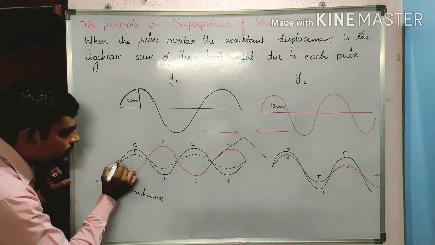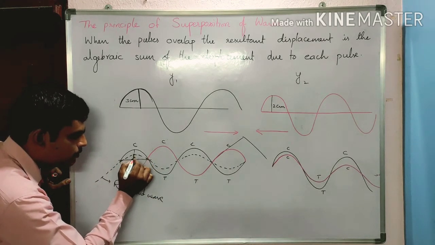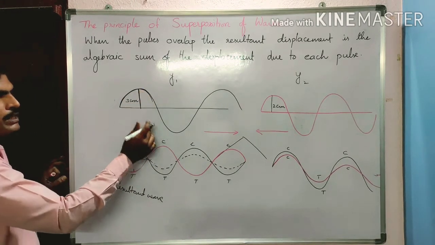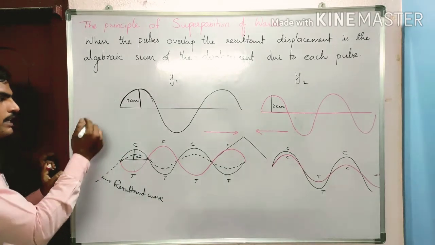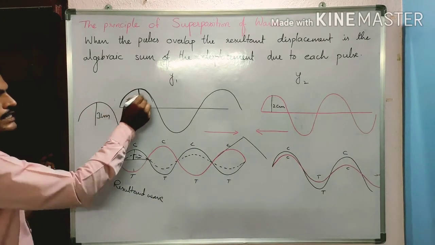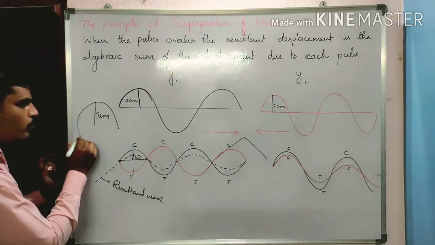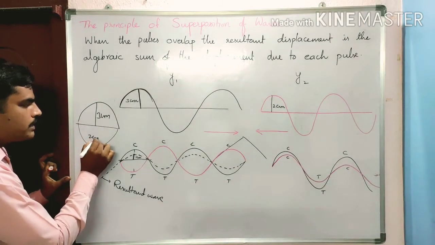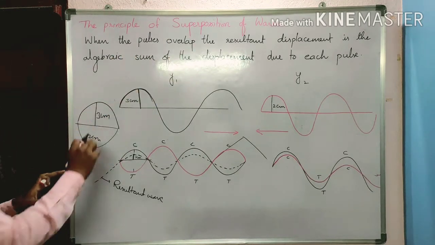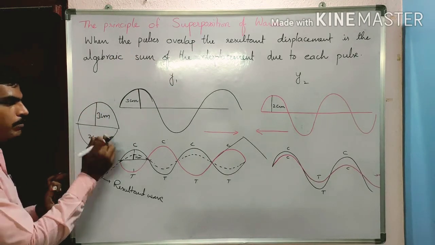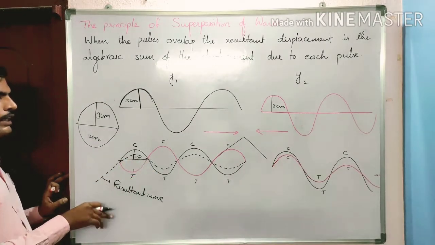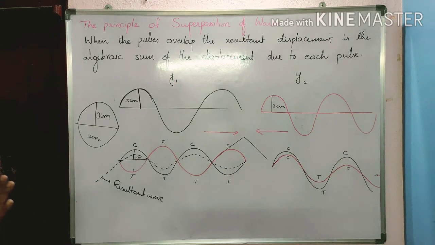Resultant wave. What is its displacement now? See, its displacement is 1 centimeter. 3 centimeters is the displacement, it's a crest, in upward direction. 2 centimeters, it's a trough, downward direction. What is the resultant displacement? Algebraic sum of the displacements. 3 centimeters minus 2 centimeters. So 1 centimeter is the displacement of the resultant wave.